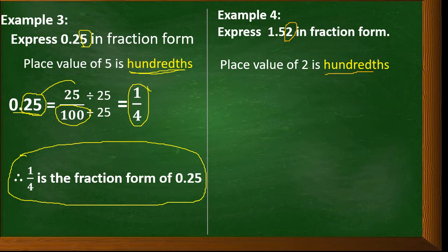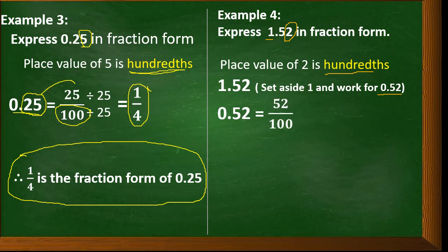What shall we do with the whole number 1? We have to set aside first the whole number, and we're going to work on the decimal part, which is 52/100ths. So we set aside 1, and we'll just copy the decimal part. So we have here 52/100ths. We copy 52 and write it in the numerator part. For our denominator, we have 100, since the place value of the last digit after the decimal point is on the hundredths place. So we have now the fraction form 52 over 100.